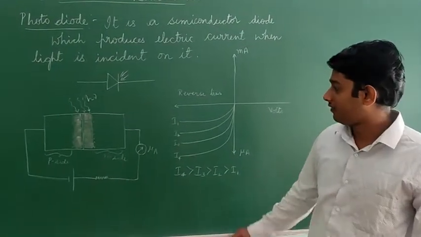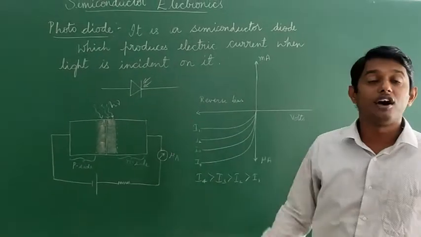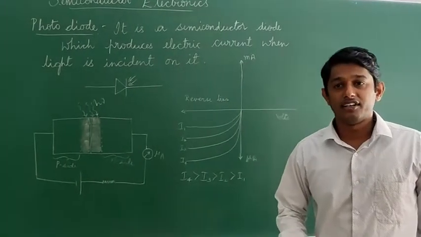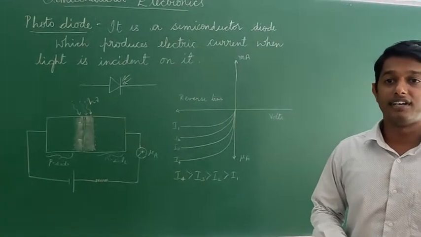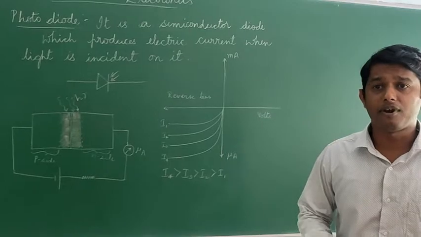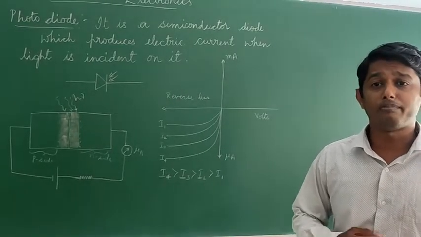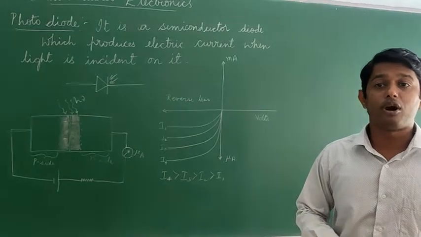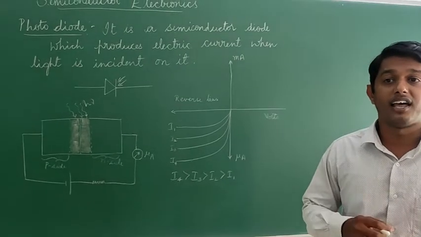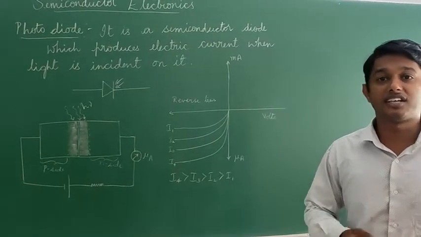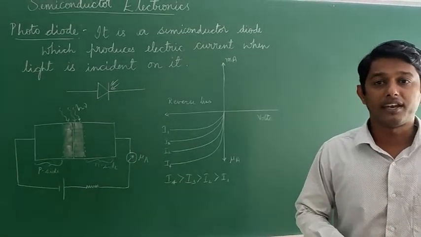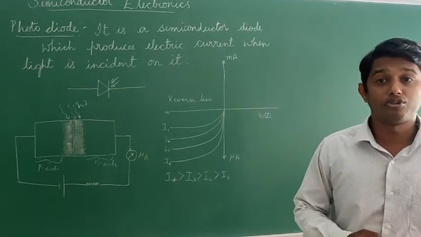Next, I'll explain the function and the working of this photodiode. This is the circuit and this is the IV characteristics here. When the photodiode is illuminated with light, that is photons with energy greater than the energy gap of the semiconductor, then electron-hole pairs are generated due to the absorption of photons. I'll repeat again. When the photodiode is illuminated with light, that is photons with energy greater than the energy gap of the semiconductor, then electron-hole pairs are generated due to the absorption of photons.